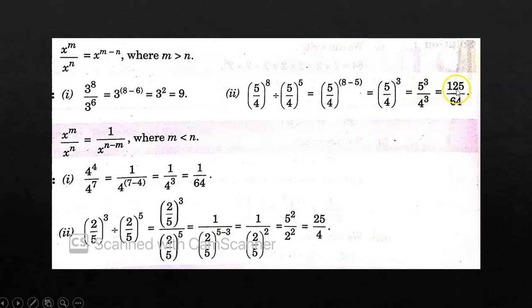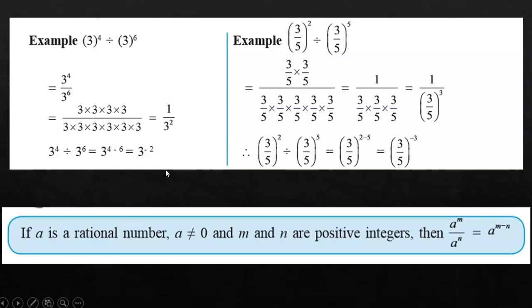So 5 raised to 3 is 125, 4 raised to 3 is 64. This is my answer. So this was the first case. Now the second case, my dear students, where m is smaller. Just now what we discussed. See these sums? Over here, m was smaller.